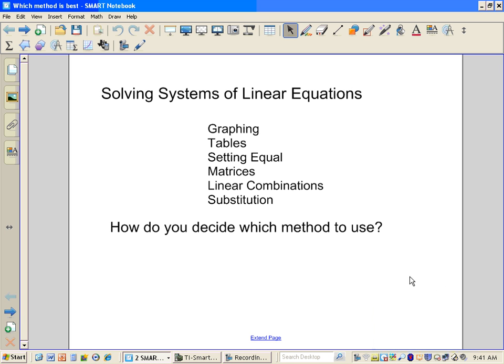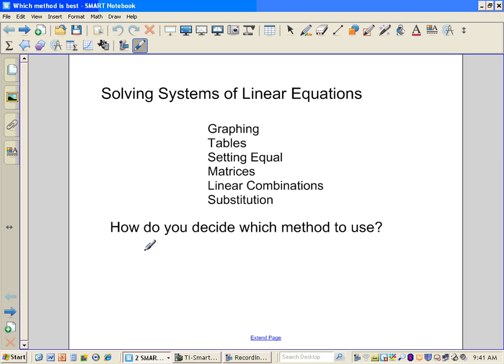Okay, this video is going to be about how to decide which method to use when solving a system of linear equations. We learned a few methods in Math 1. We've just learned a whole bunch of other methods here in Math 2. What this video will do, we'll review all the different methods we should know, and will hopefully help you start to understand how to decide which method to use.